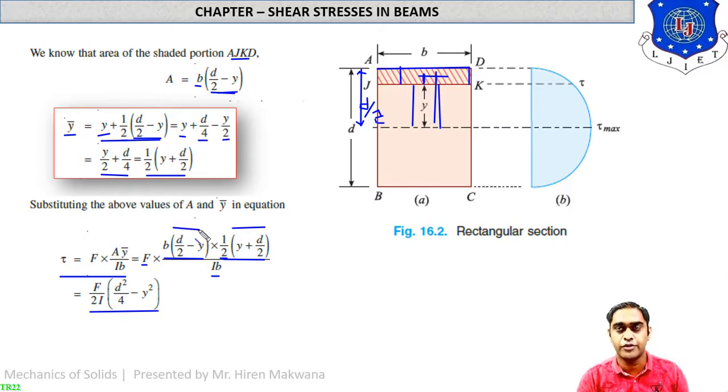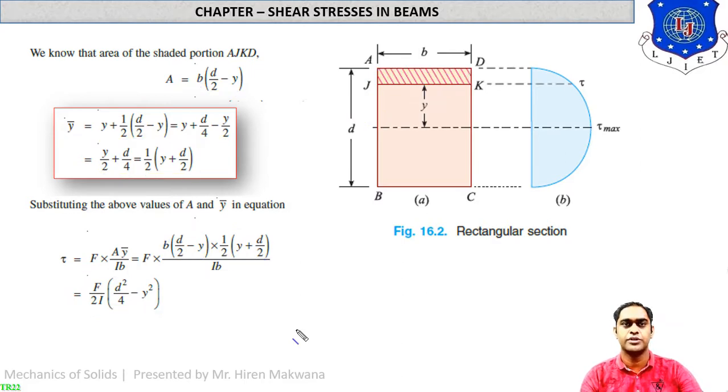So it will form the formula like (a + b)(a - b), so it will give the answer a² - b². So (d/2)² means d²/4 minus y², and this width b is cancelled out. So the final equation of the shear stress is tau equal to F upon 2I into (d²/4 - y²). So this is the value of shear stress.